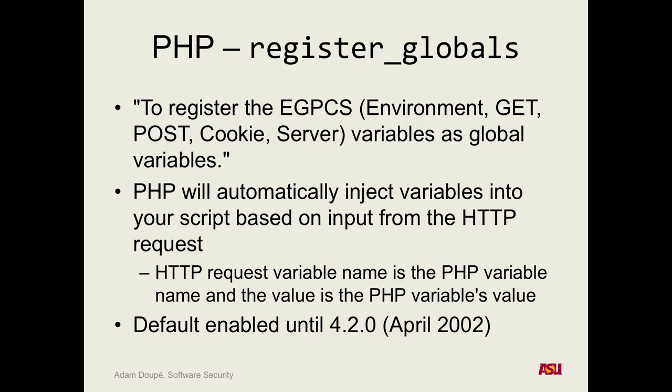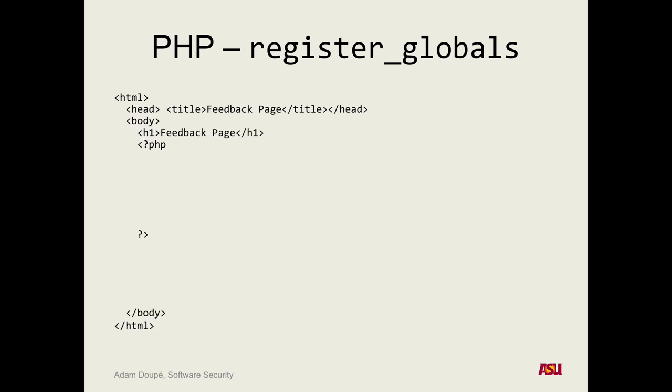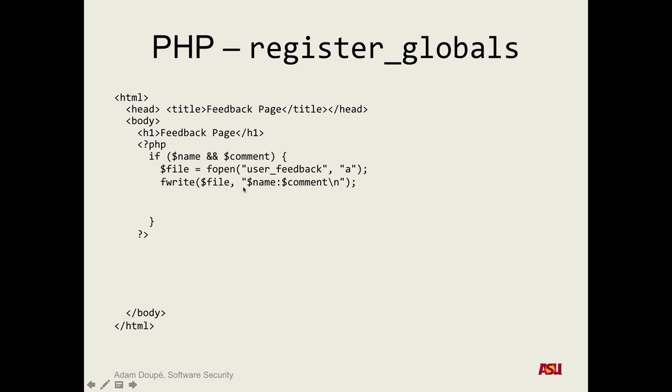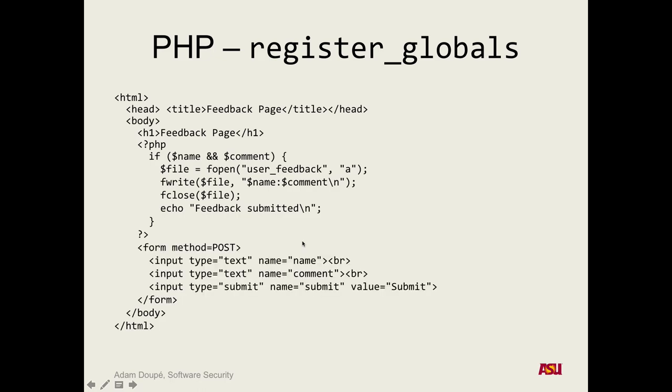It was actually the default for a long time until 4.2, though you can still turn this on. So what does this look like? You'd have some PHP code that says if $name and $comment, then file is fopen user feedback, write out to the file the name and the comment, and close the file, and then say, hey, feedback submitted.